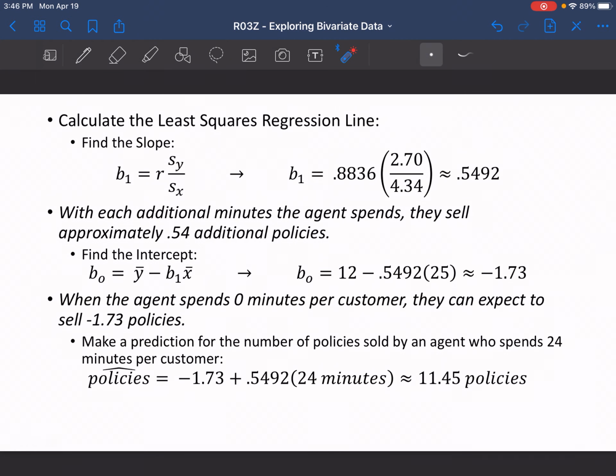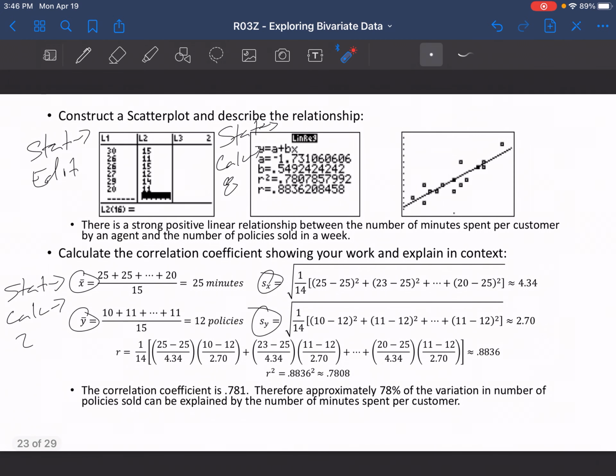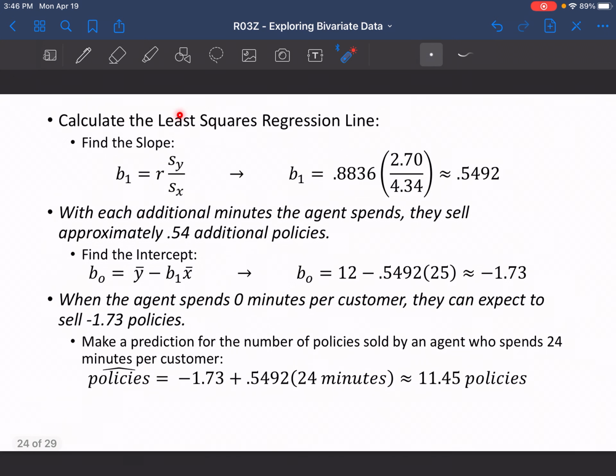If we're asked to calculate a least squares regression line based off of that, again, you should be able to note that A up here represents your y-intercept and B is going to represent your slope. So again, you can use stat calc 8 if you need to in order to determine what the least squares regression line is, or if you needed to, you could take whatever the R value was times the standard deviation of y divided by the standard deviation of x, and that's going to give you 0.5492.